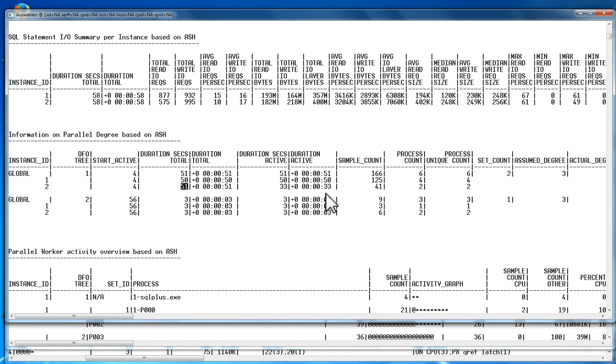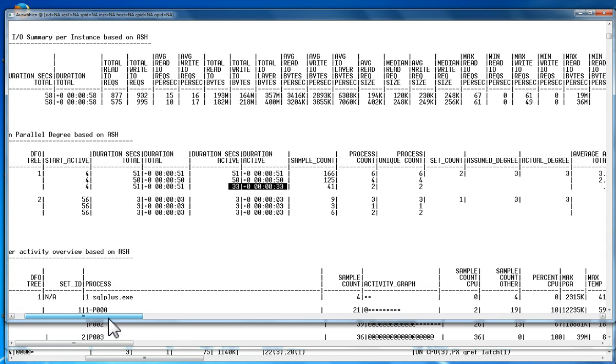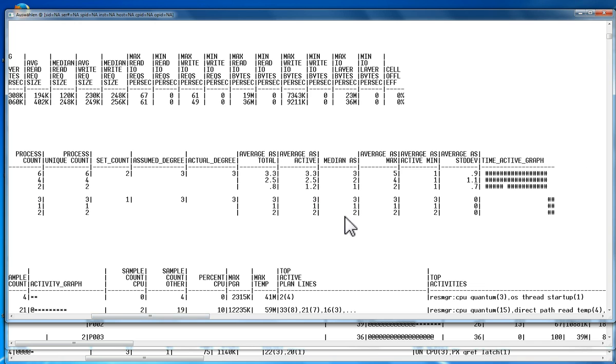So this instance number 2 obviously had less to do than the other instance, not only in terms of fewer parallel slaves, but also in terms of these two slaves not being found active at each sample, but only at 33 seconds. Yeah, so that's what you get in addition for a cross instance parallel execution, and apart from that, it's the same information.